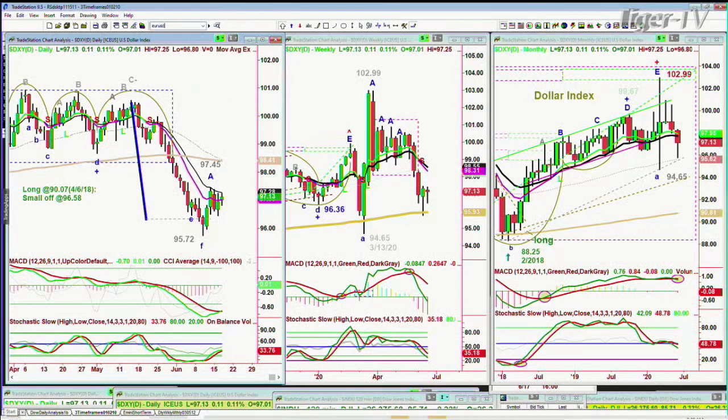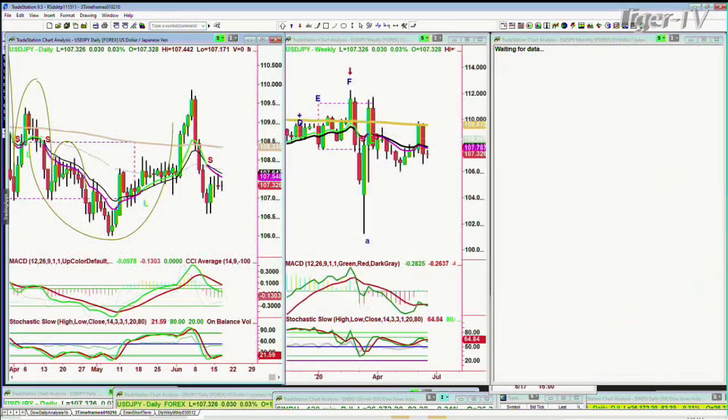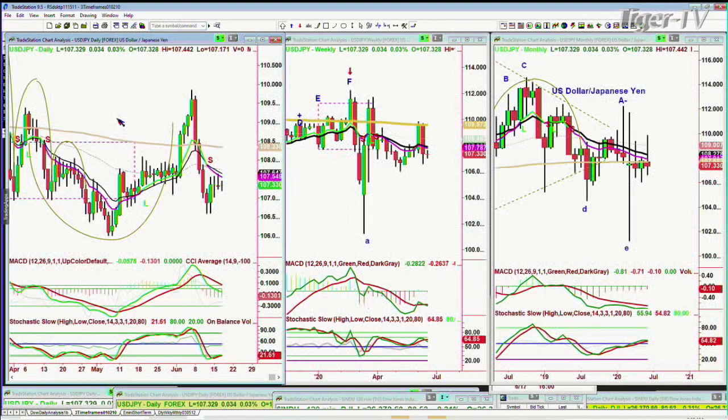EUR/USD had a really nice move to the upside, made a peak, and now it's in just a daily sell mode, not the weekly, but the daily sell mode. And it needs to hold 1.120. It's at 1.123. And the USD/JPY, which is the yen, had a screamer.